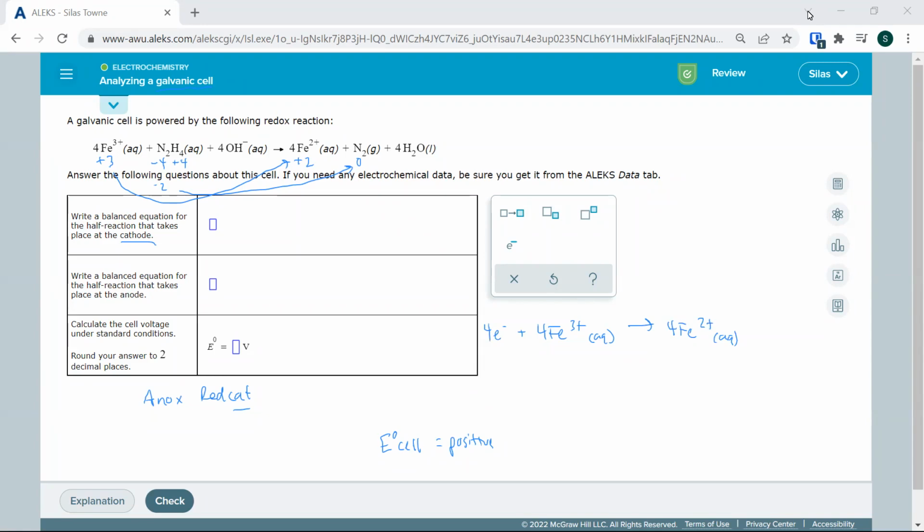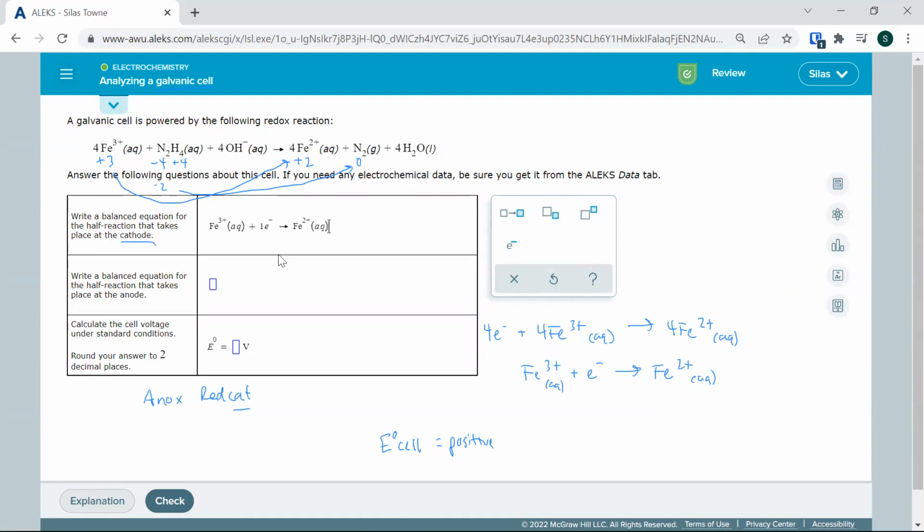Now this can be simplified, right? So iron 3+ plus an electron gives me iron 2+. Okay, so let's type that in. Okay, so there's our cathode, reduction.